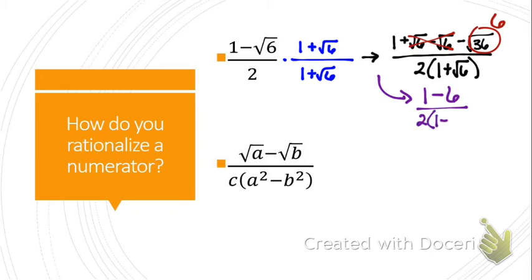Over 2 times 1 plus radical 6. Can I simplify that at all?